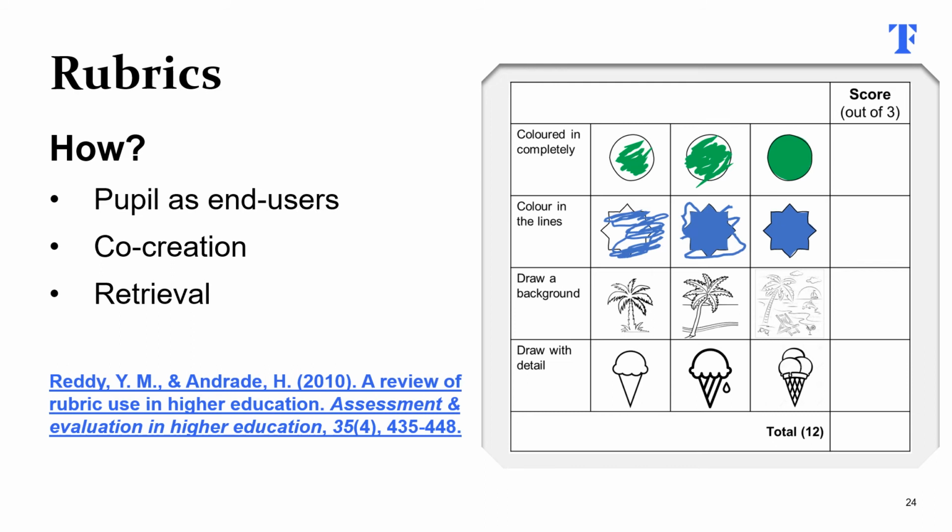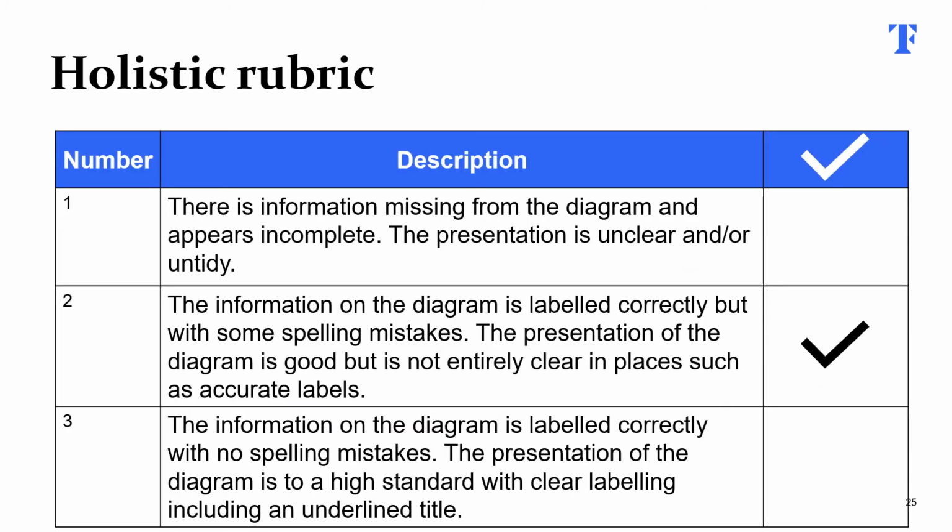So how can you use rubrics? It is important to design the rubric, keeping pupils as the end users and in a language that they understand. Co-creation can also engage pupils in negotiating the criteria that are relevant to them and ensure that pupils can recognise the value of their use. This activity could be conducted as a form of retrieval practice if approaching an assessment task. Let's look at some different types of rubrics.